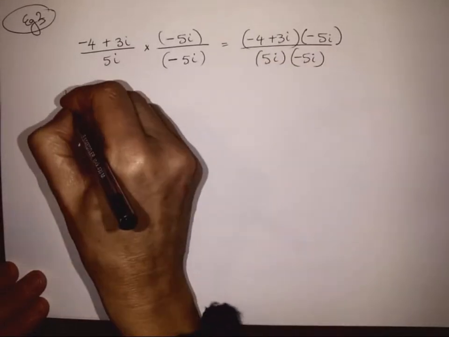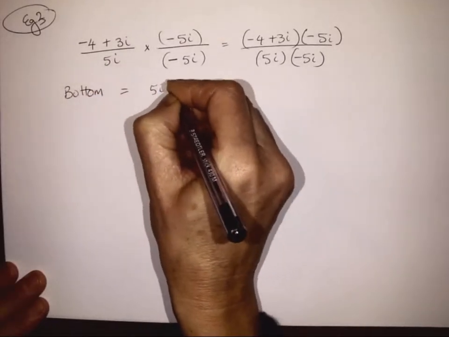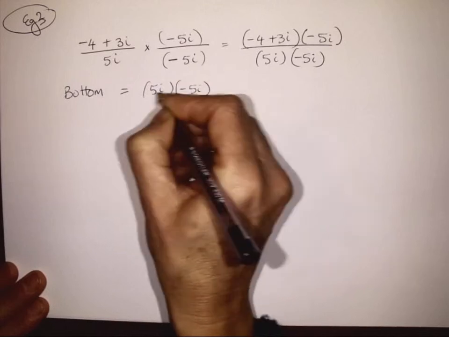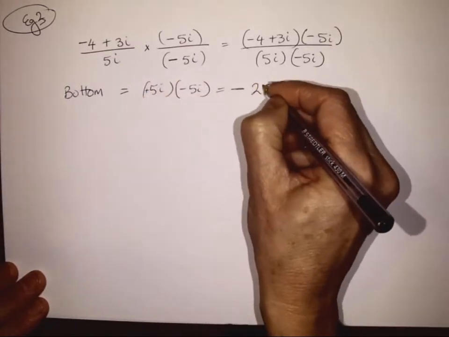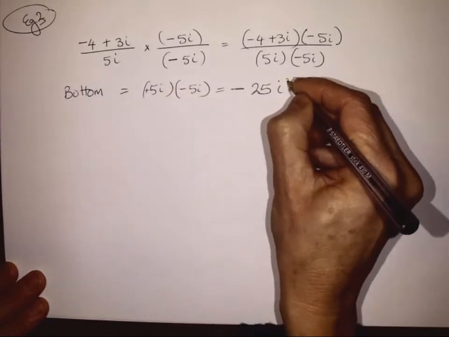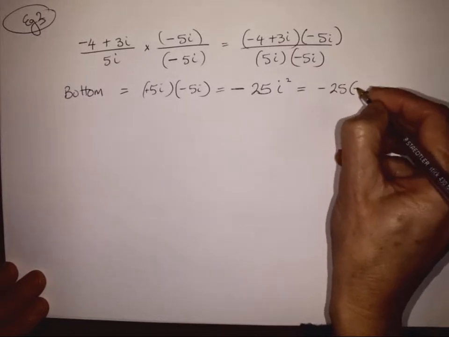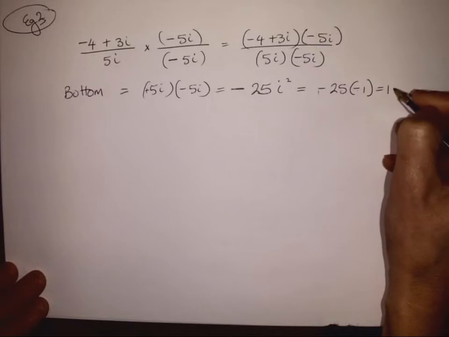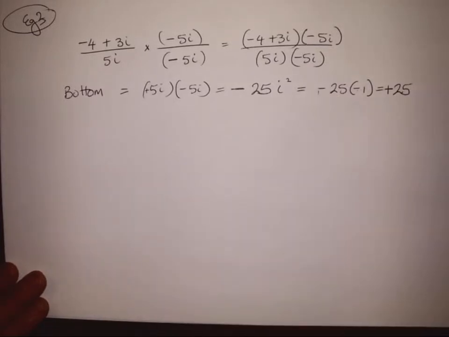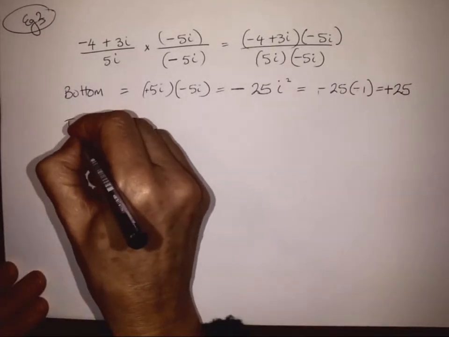So if we do the bottom first, 5i times minus 5i, that's a plus by a minus will give us minus. 5 5s are 25, i times i is i squared. But i squared is minus 1, so that's minus 25 multiplied by minus 1. A minus by a minus is a plus. 25 times 1 is 25. So it's just 25. Could have just said 5 squared. Okay, then the top part.